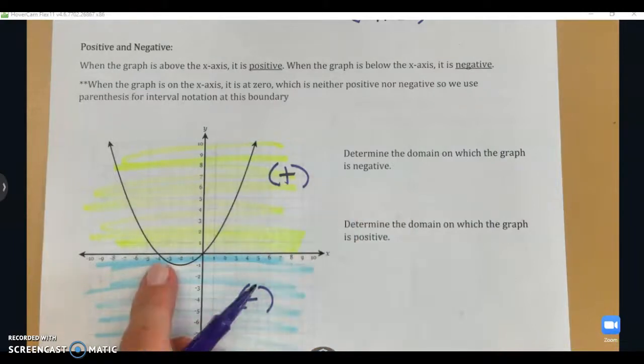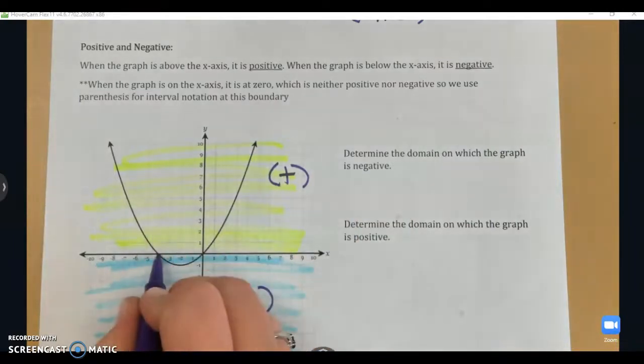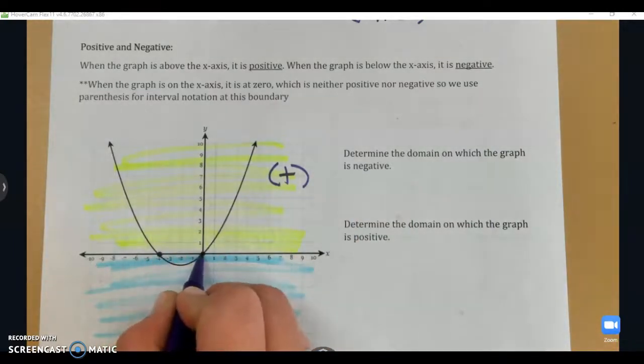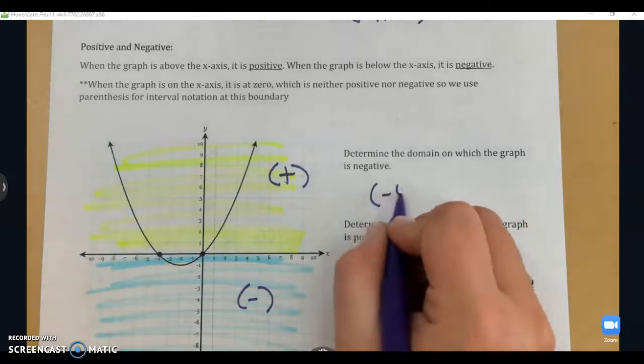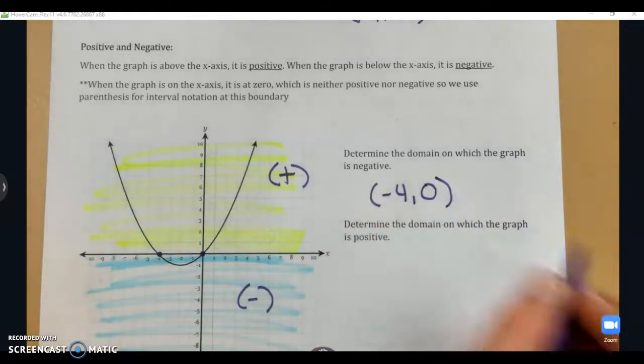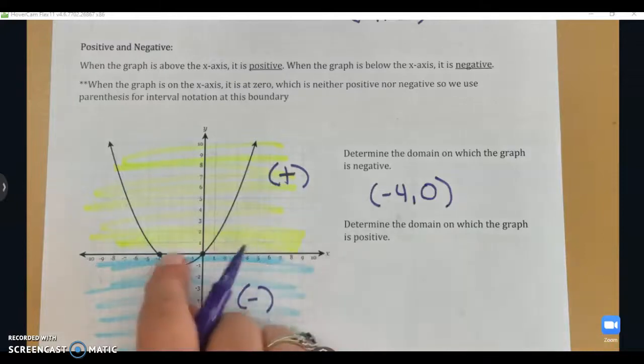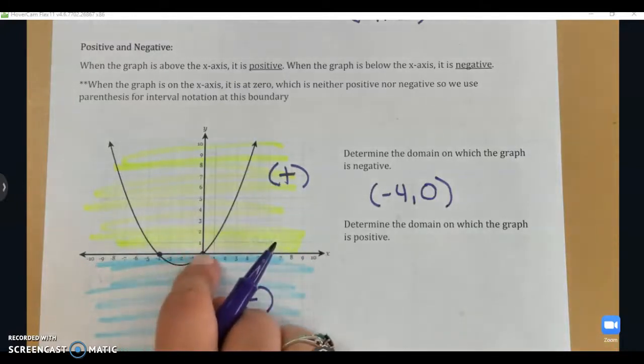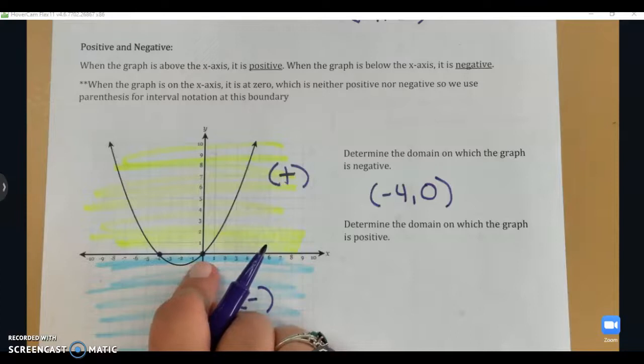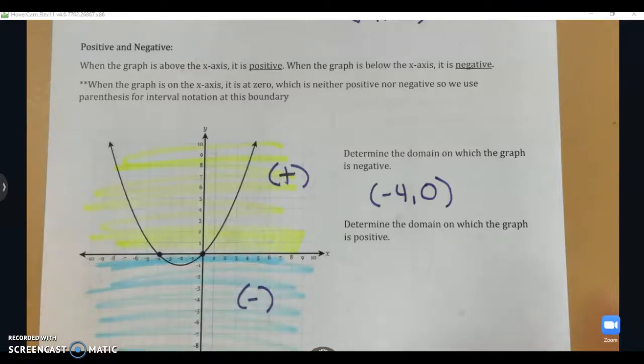So let's look at where we're negative. Where are we in the blue? Well, that's from -4 to 0. So again, interval notation, -4 to 0, those both get parentheses because they're on the x-axis, which means it's at 0, and 0 is neither positive or negative.